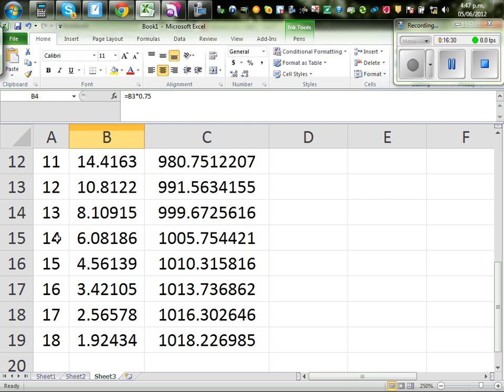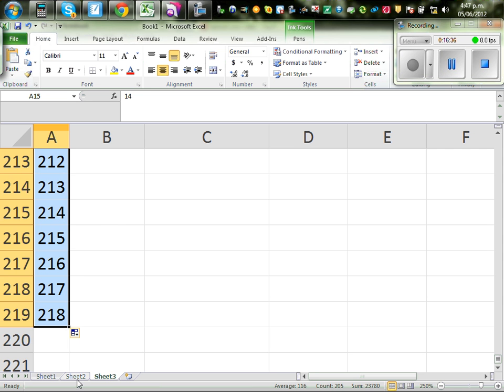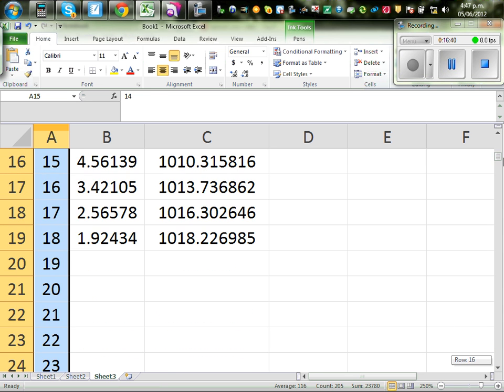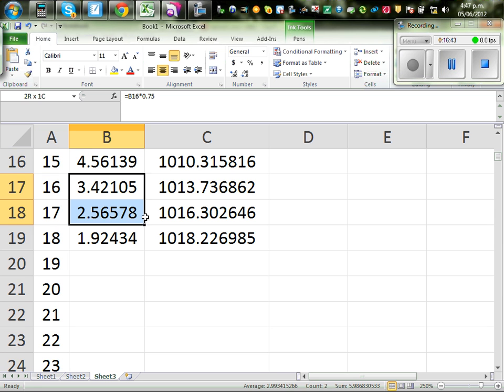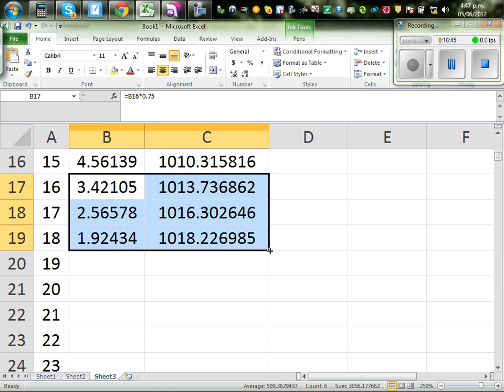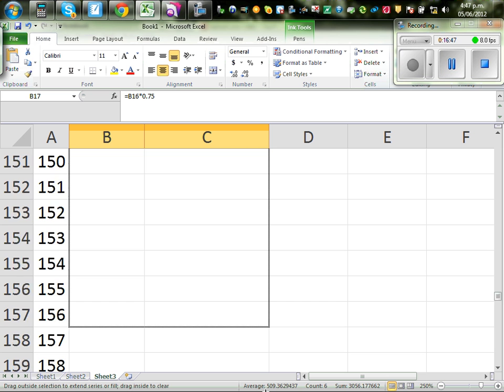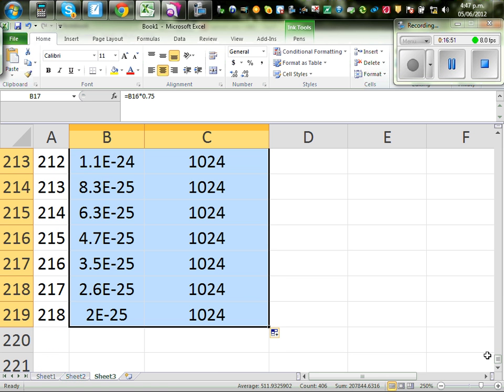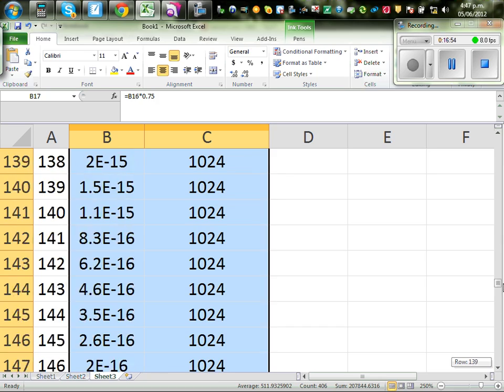So if you want to see it approaching, let me drag this and go further, and let me show you that it's approaching 1024. So let me drag this down. It's approaching 1024 as n approaches infinity.